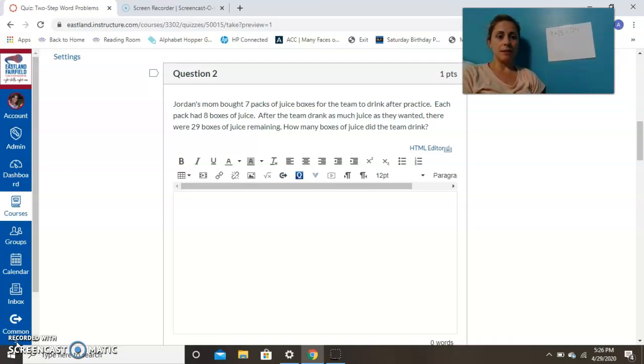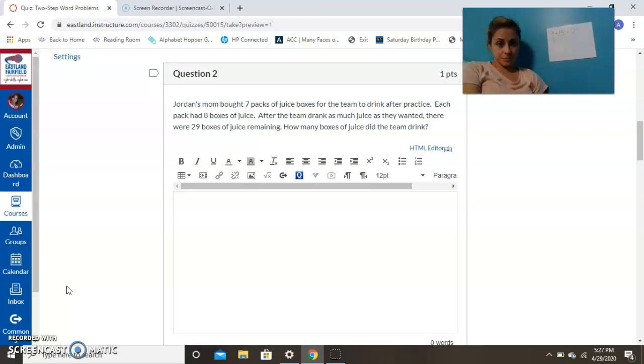Okay, so it says that Jordan's mom bought 7 packs of juice boxes, and each of these packs had 8 boxes. So this first box had 8. The second box had 8. The third box had 8. Fourth box had 8. Fifth box had 8. Sixth box had 8. And the 7th box had 8. So you could do 8 plus 8 plus 8 plus 8 plus 8 plus 8 plus 8. Or you can do the shortcut that we talked about in the last video, and we can multiply these. Okay, and 7 times 8 gives you 56.